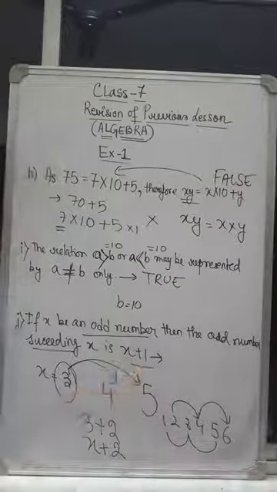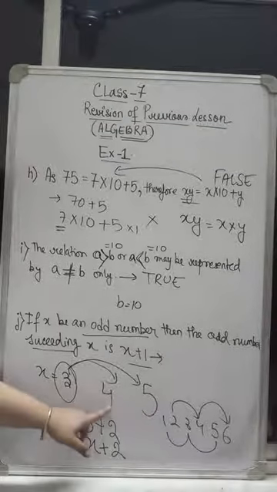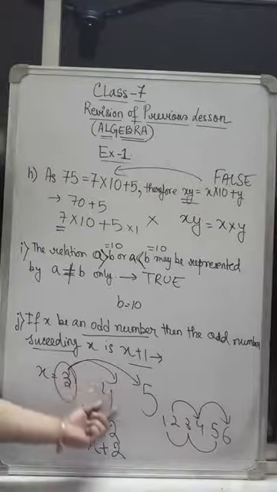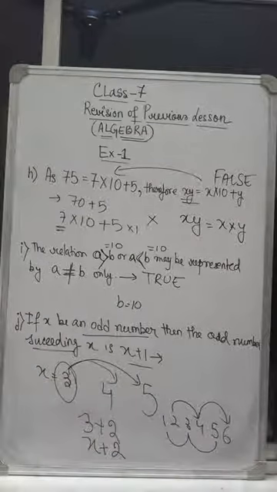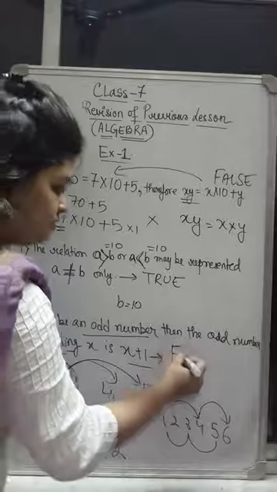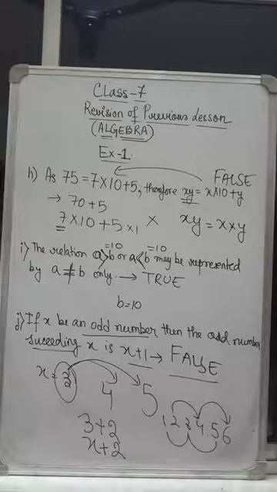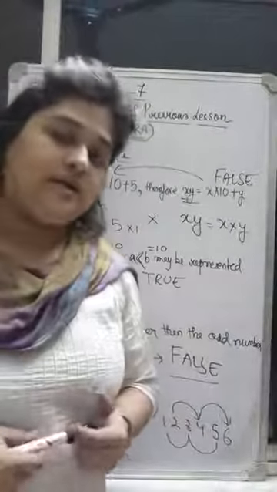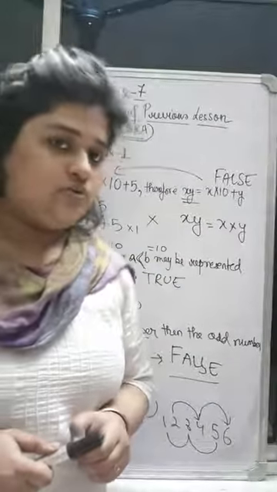Will you get it by adding 1 to x? No, because x is an odd number. So if I add 1, I will get the next even number. But if I add 2, then only I will get the next odd number. So this will be false. So x plus 2 will give you the next odd number, but x plus 1 gives you the next even number. So till here, you will copy the part in your classwork copy. Exercise 1, part 2, true and false.